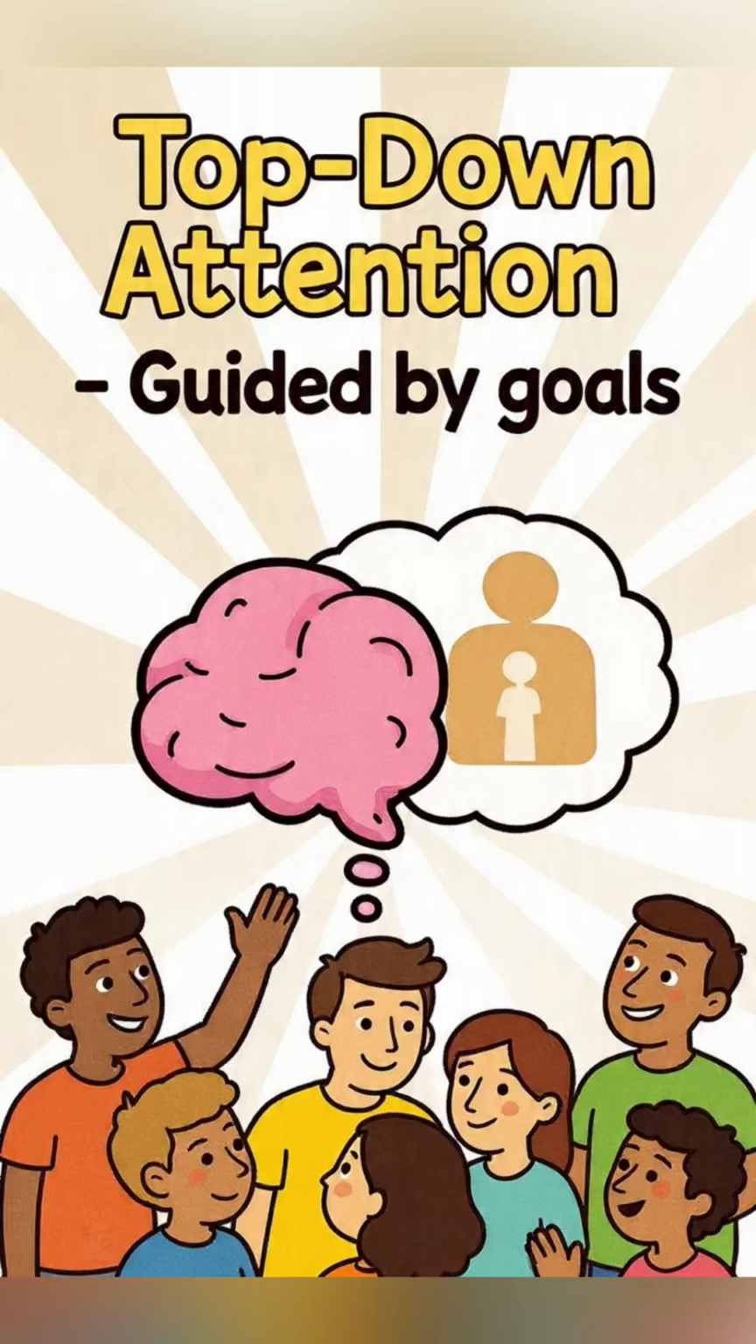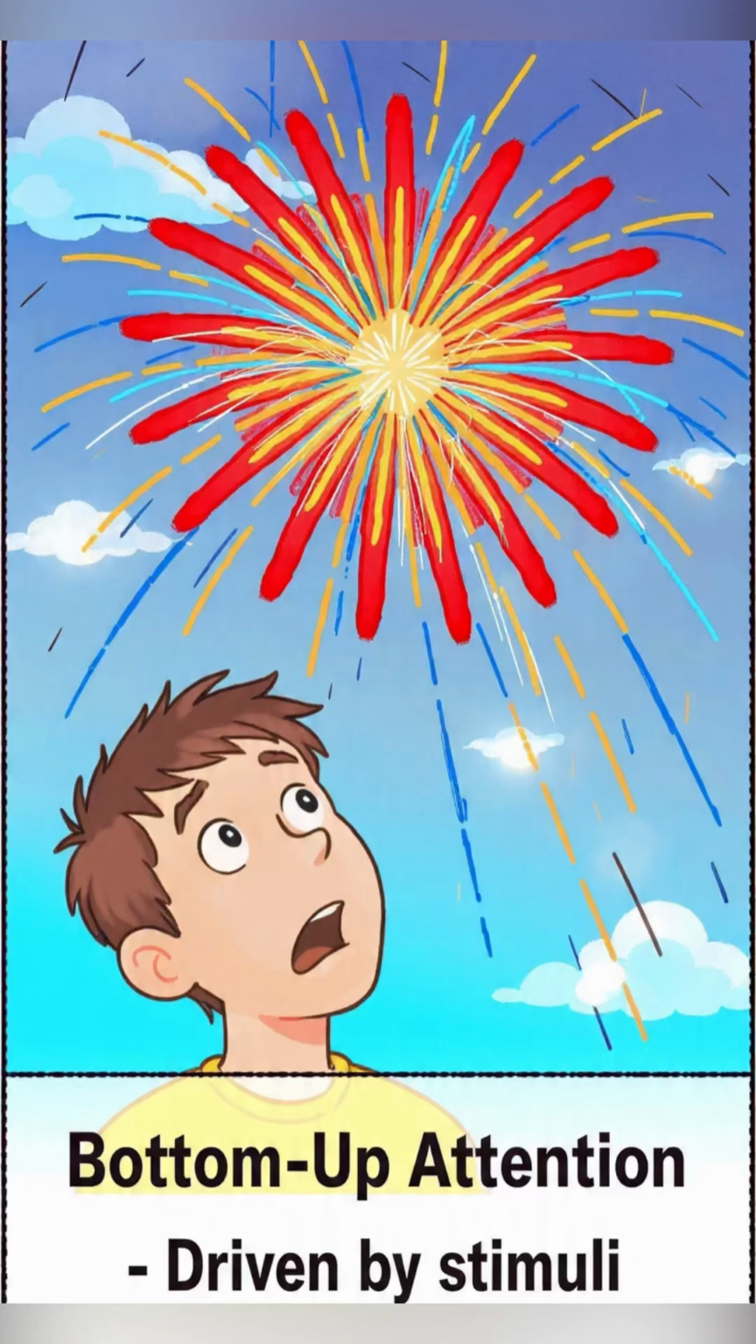Top-down attention, driven by goals and knowledge. A brain with two paths, one bright, represents top-down attention, where focus is guided by intentions, goals, and prior knowledge, like searching for your friend in a crowd.